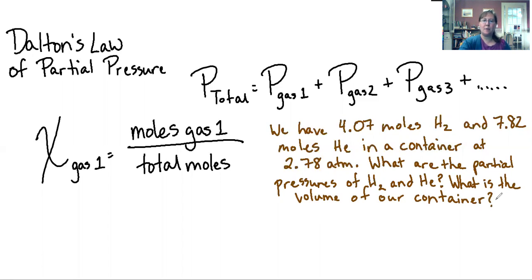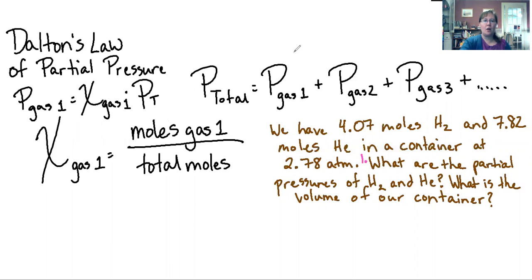Okay, so let's take this in pieces. First of all, let's look at the first part of this problem. We'll call this number 1. What are the partial pressures of hydrogen and helium? What we'll do there is we're going to need to work with another equation, and that is that the pressure of gas number 1 would be equal to the mole fraction of that gas times the total pressure.